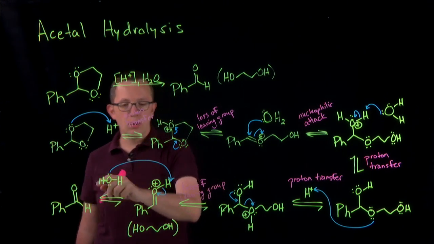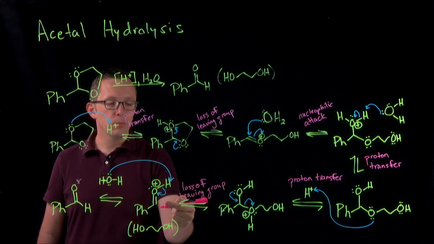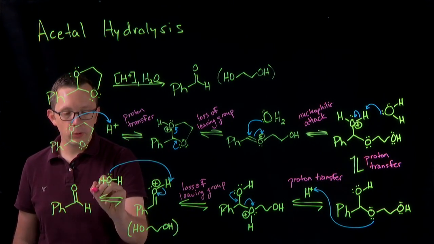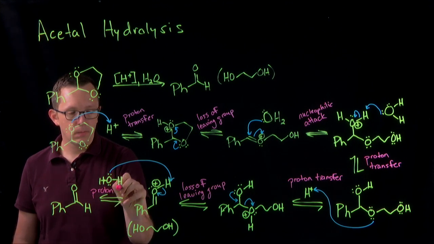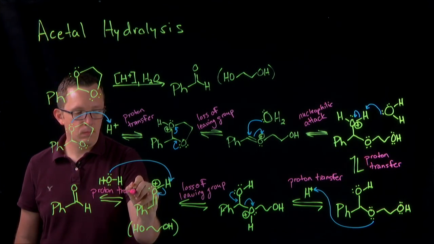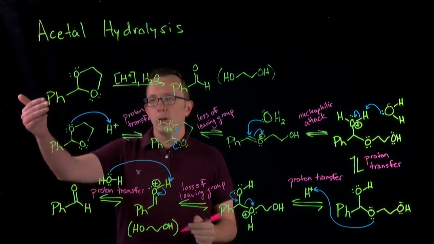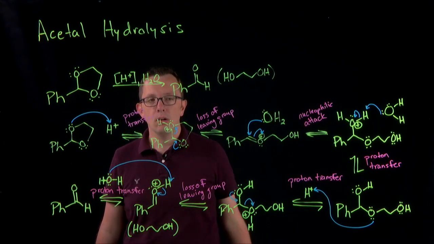So we're going to use the oxygen's lone pair to assist in that. And our last step here, we're simply taking our protonated aldehyde and converting it to our aldehyde. So yet another proton transfer. All right. So these 7 steps convert an acetal into our aldehyde product.